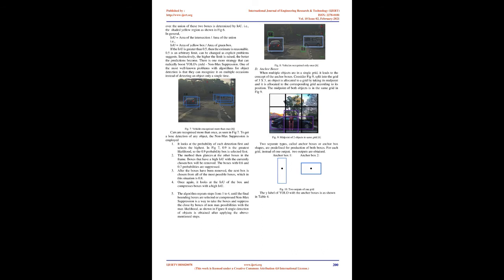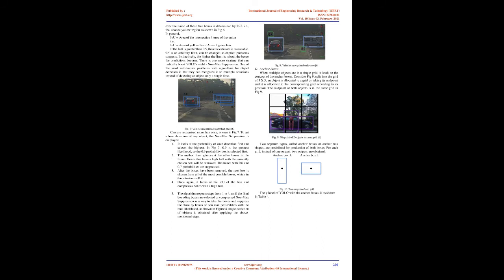If the IOU is greater than 0.5, then the estimate is reasonable. This is an arbitrary limit and can be changed as the specific problem suggests. Instinctively, the higher the limit is raised, the better the predictions become. There is one more strategy that can radically boost YOLO's yield: non-max suppression.